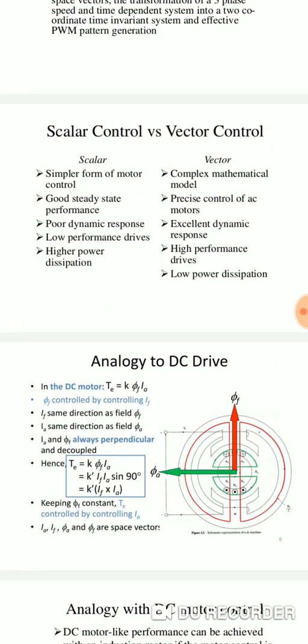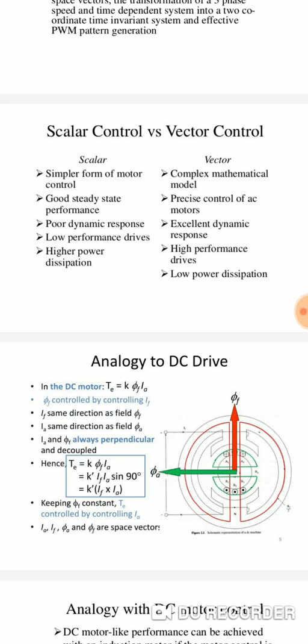Now let us compare the scalar control and the vector control. Actually scalar control is comparatively easy, whereas vector control is somewhat complex because it consists of complete mathematical calculation. In scalar control we have good steady state performance, whereas in vector control, both in steady state as well as in transient, we have precise, accurate control. And on the scalar side we have poor dynamic response, whereas in vector control, since we can control in the transient as well as in the steady state, we can obtain excellent dynamic performance.